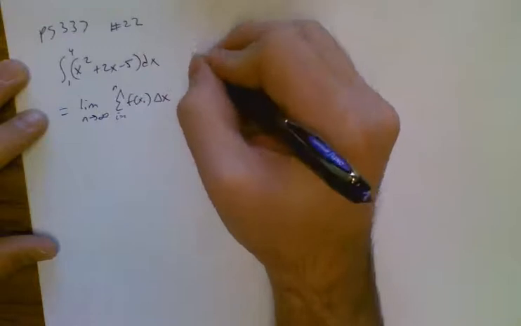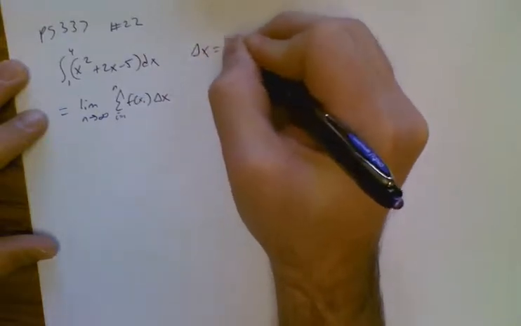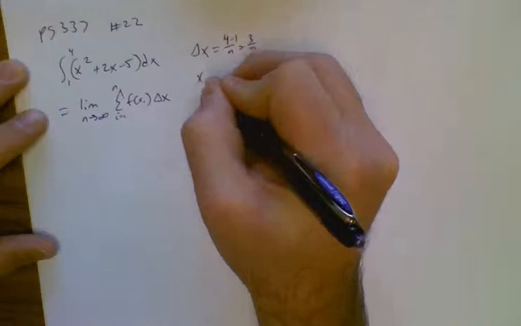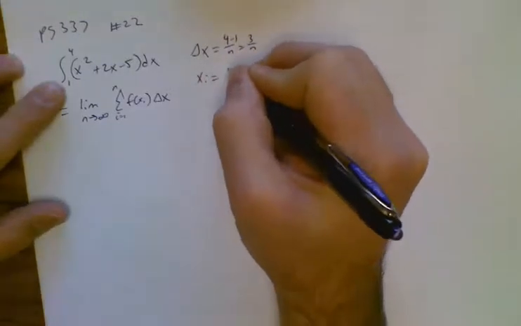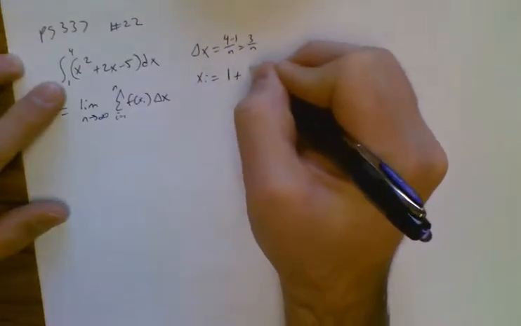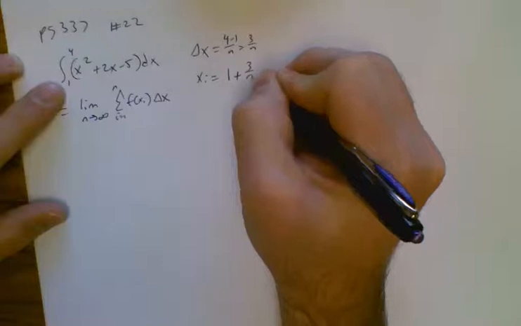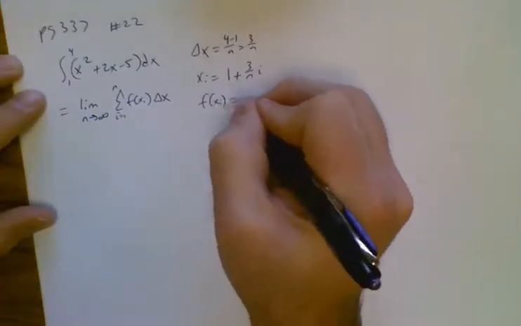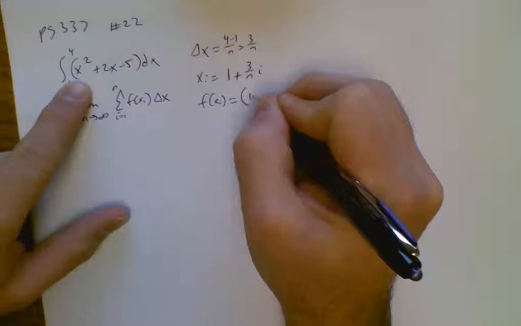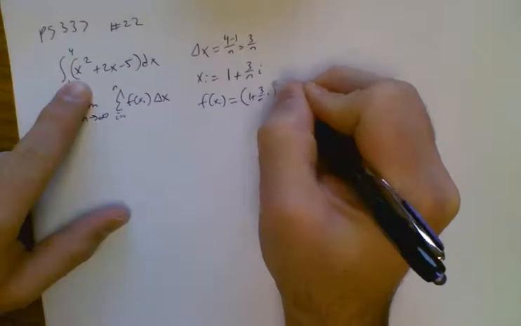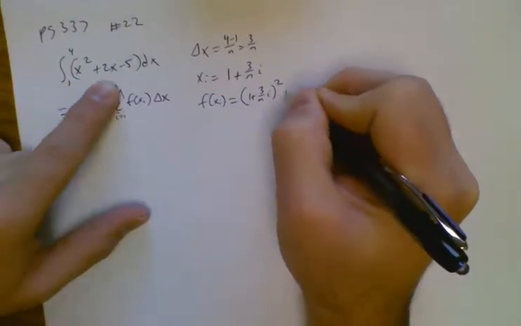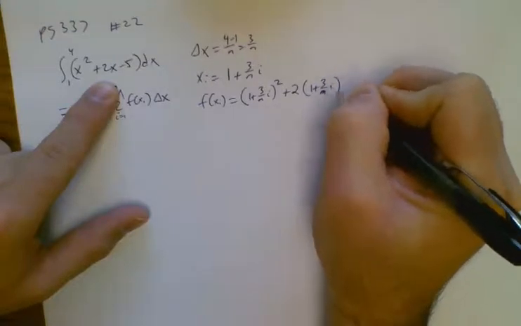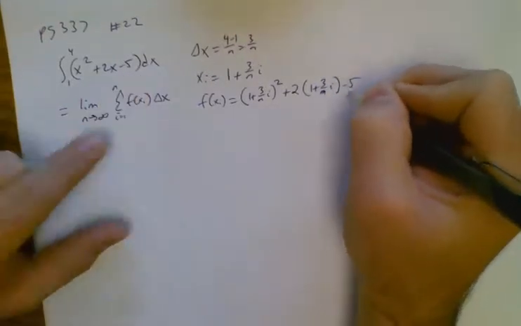So here we go. Delta x is b minus a over n, so 4 minus 1 over n, which is 3 over n. X sub i is my starting location, which is 1, plus delta x times i. And f of x sub i is going to have to be x squared, so (1 plus 3 over n i) squared, plus 2 times (1 plus 3 over n i), minus 5.